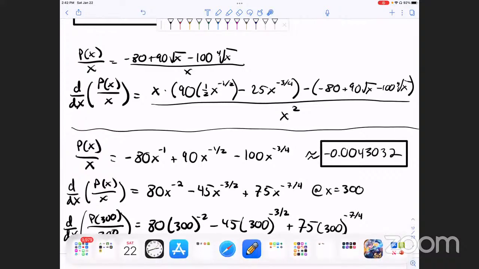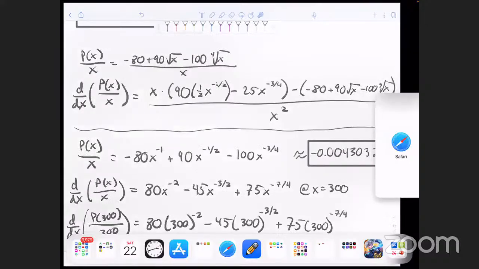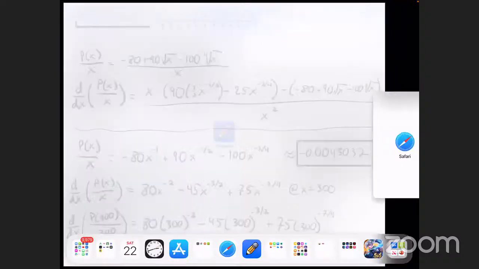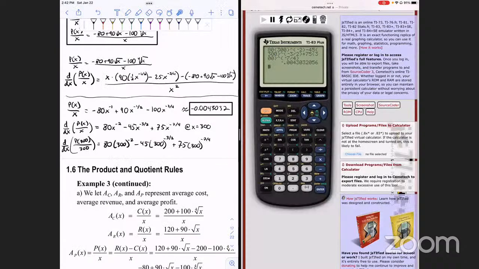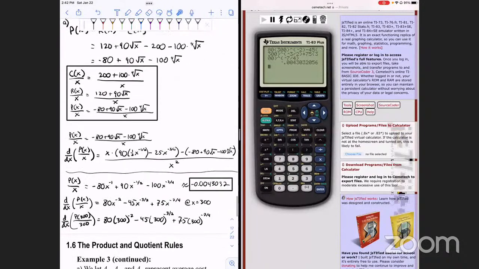So what I'm going to do is pull up the calculator real quick. I think we did a keystroke. 100 to the negative 2. 45 times 300 to the power of a negative 3 halves. 75 times 300. Is there a typo? They're being grown.